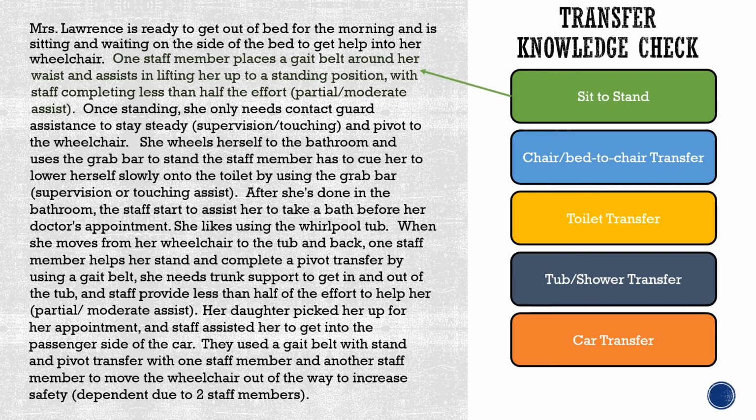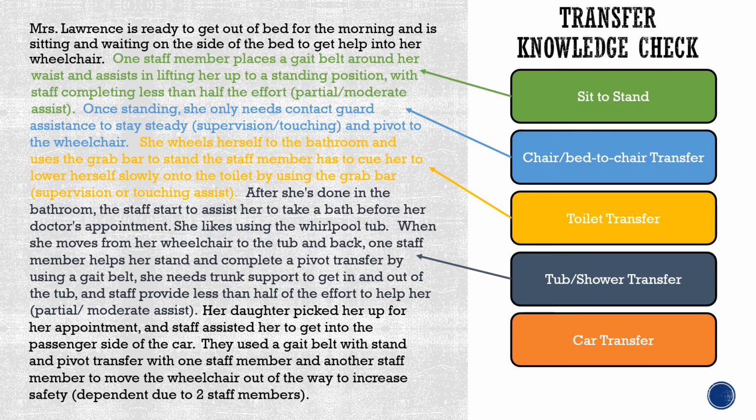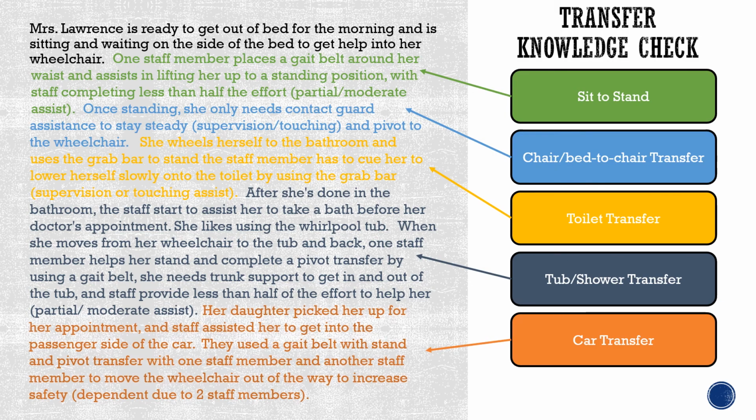So for our sit to stand transfer, it's located here, where one staff member is placing the gait belt around her and assisting her to go from a sitting position on the side of the bed to a standing position. Our chair to bed transfer is the next sentence. After we get her standing, she needs contact guard assistance to stand and pivot to the wheelchair. A toilet transfer is next. The tub transfer is here. And the last is the car transfer. And that is dependent because we used two staff members.